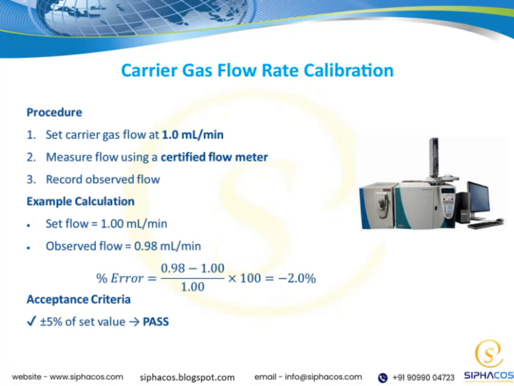Let's talk about carrier gas flow rate calibration. This is a crucial step in ensuring our gas chromatography system is working accurately. Essentially, we're verifying that the flow rate of the carrier gas, whether it's helium, nitrogen, or hydrogen, is at the correct level. This matters because the flow rate directly impacts the separation and analysis of our samples. If it's too high or too low, our results can be skewed or inconsistent.